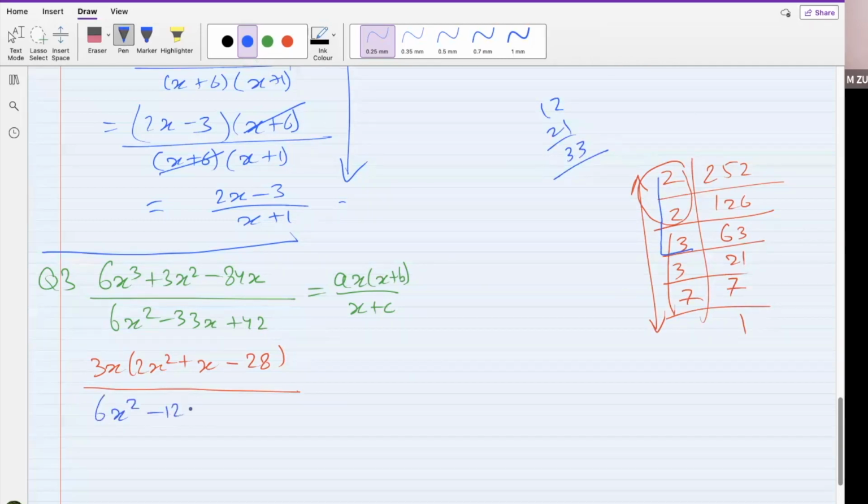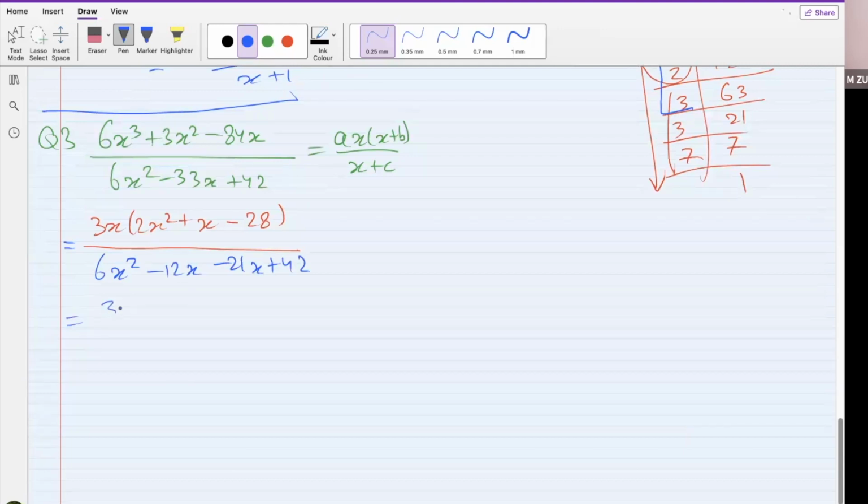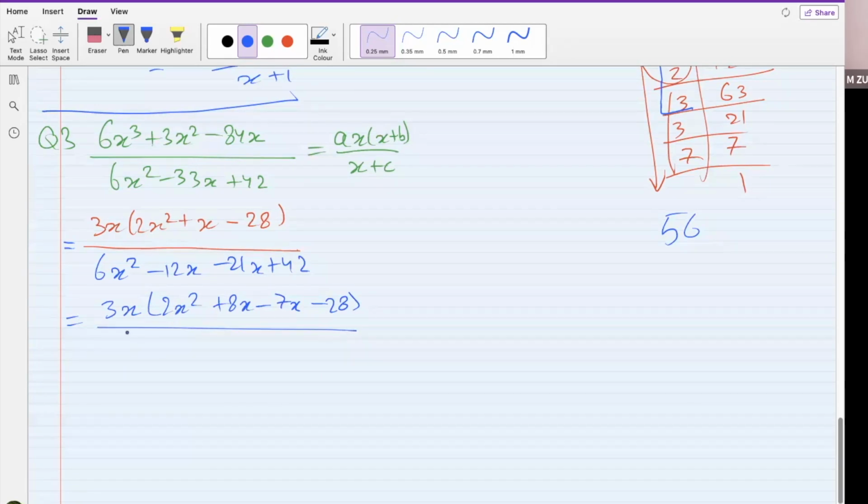6x square minus 12x minus 21x plus 42. These are the two middle terms. You can choose any method to split them. So 3x, and in the numerator we had 2 into 28, which is 56, and 7 8 times is 56. So 2x square plus 8x minus 7x minus 28 over 6. x is common, this is x minus 2, and then minus 21 is common, this is x minus 2.